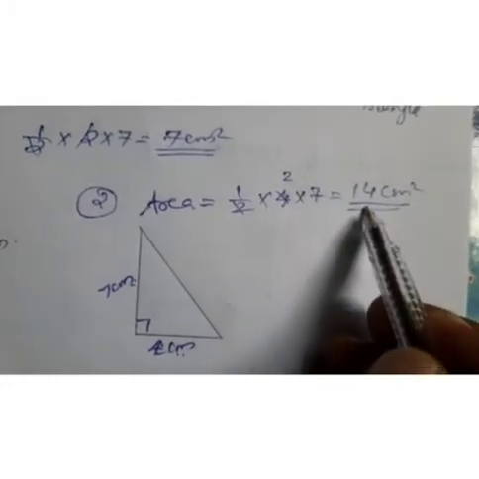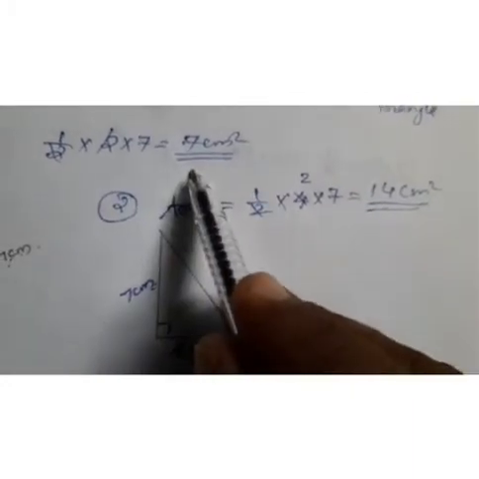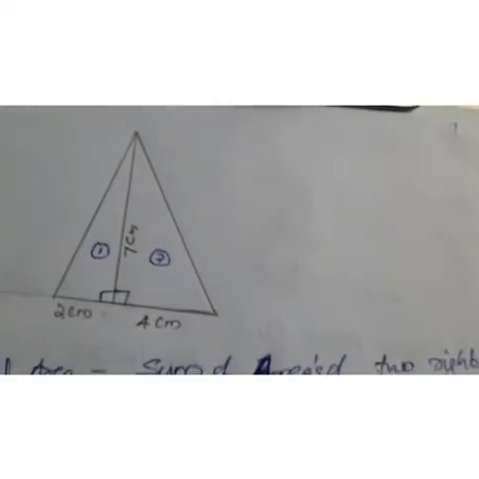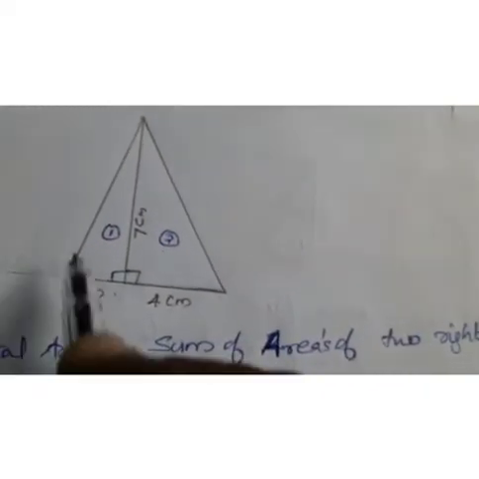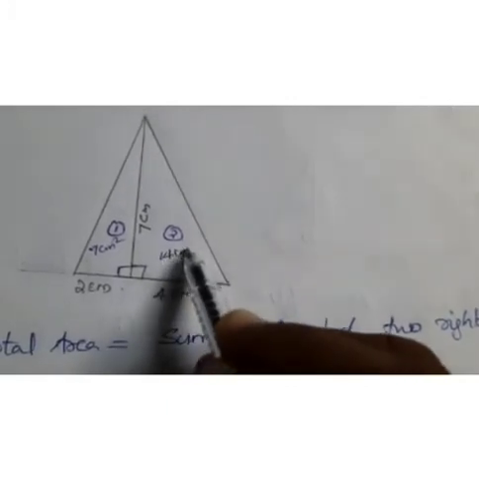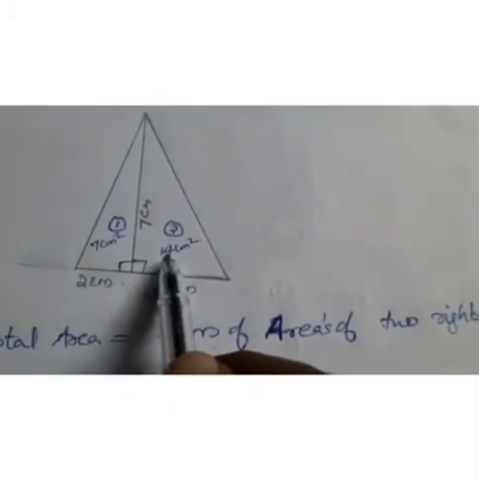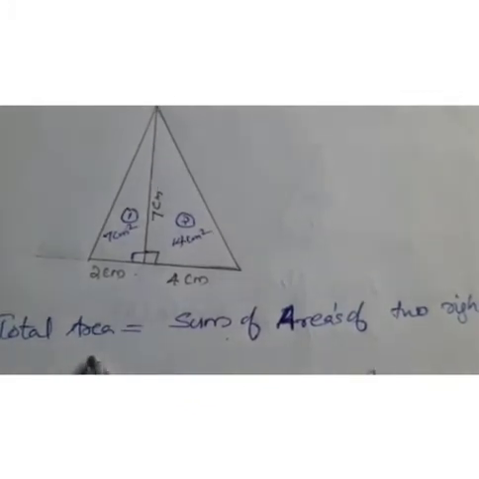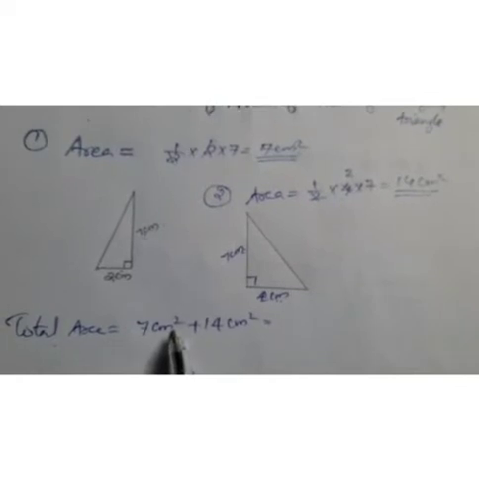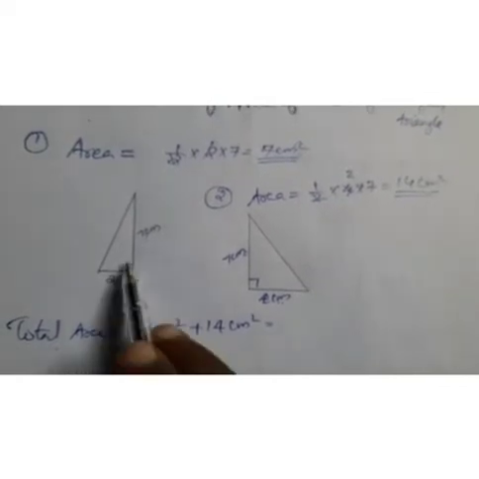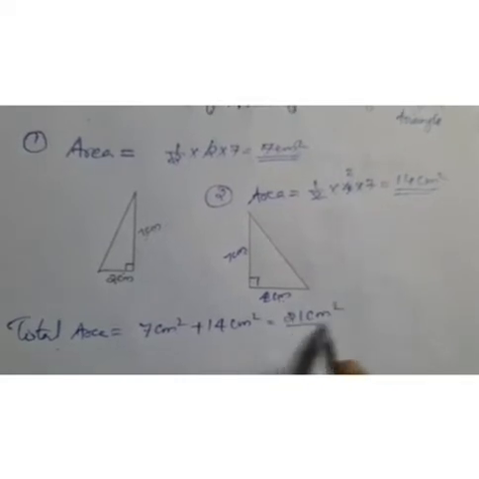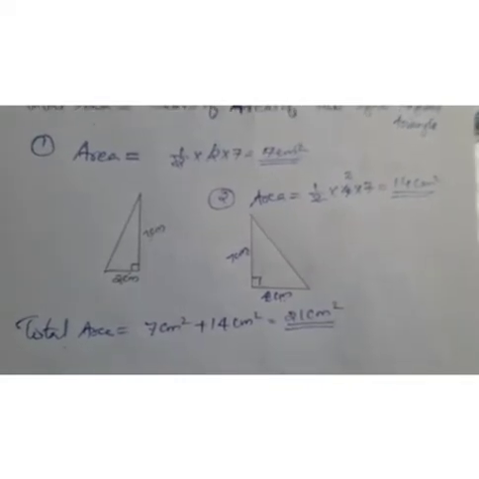So this 14 centimeter square and 7 centimeter square should be added together. You will get the area of this bigger triangle. Here you got 7 centimeter square and here you got 14 centimeter square. These two should be added. You will get the total area. Total area is equal to 7 centimeter square, that is the area of the first triangle, plus area of the second triangle. So we will get 21 centimeter square.